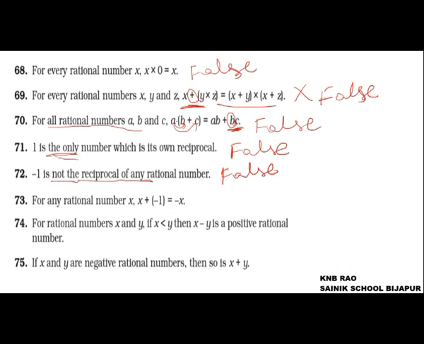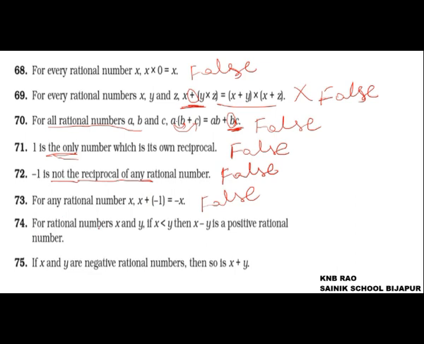So next, for any rational number x, added to minus 1 gives minus x. It is false. It is when x is multiplied to minus 1, not added to minus 1, that it gives minus x. It is false. So 74th question.